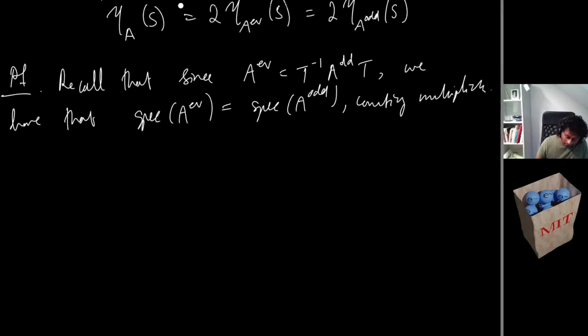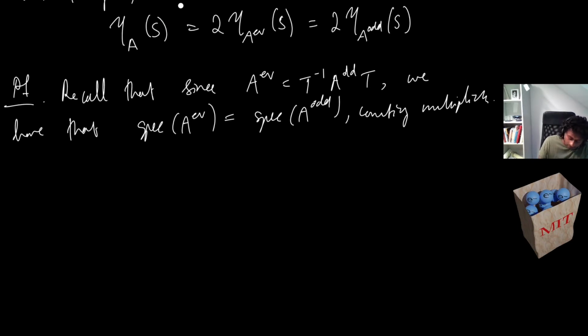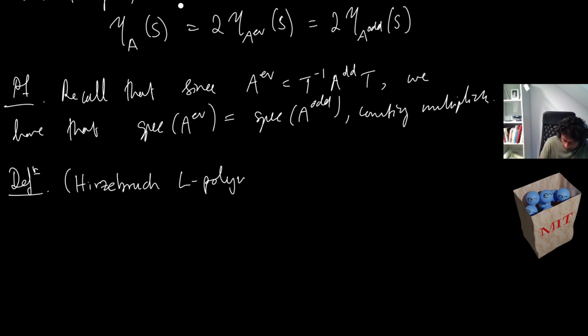Okay, now that we have that information and we have a description of the eta invariant of the signature operator in terms of these odd and even parts, let's now consider an important polynomial. So this is the Hirzebruch L polynomial. I mean, after all, we want to calculate something from the index theorem.